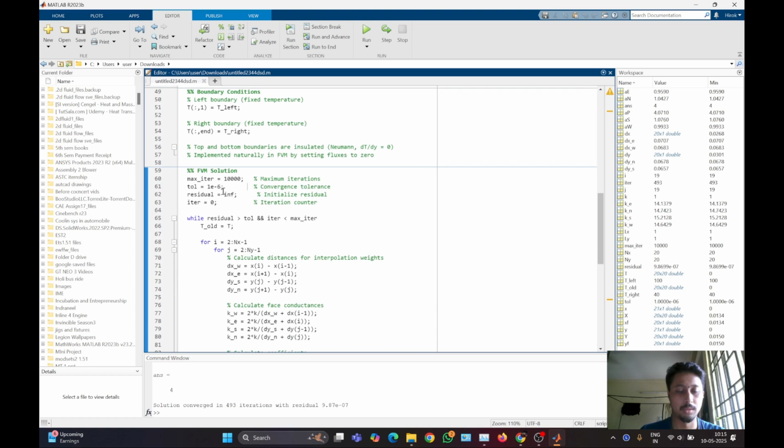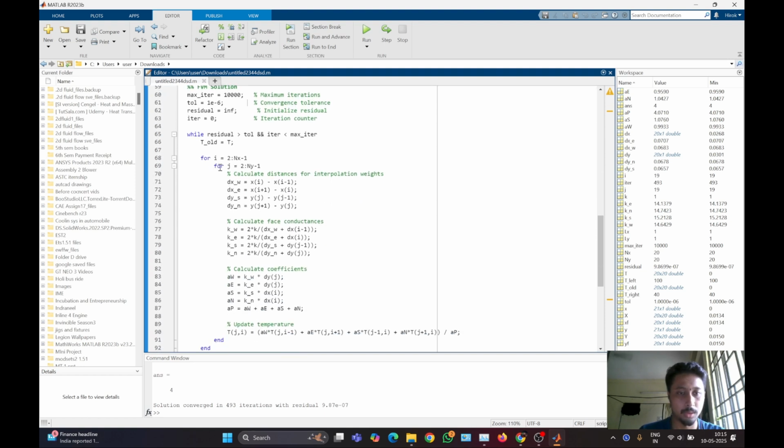The next is our solution. Here we have taken our maximum iterations to be up to 10,000, and our tolerance in the difference of temperatures is 1 into 10 to the power minus 6, with our iteration starting at 0. Here we replace our T old temperature with T new after each iteration if our tolerance condition of 1 into 10 to the power minus 6 is not fulfilled.